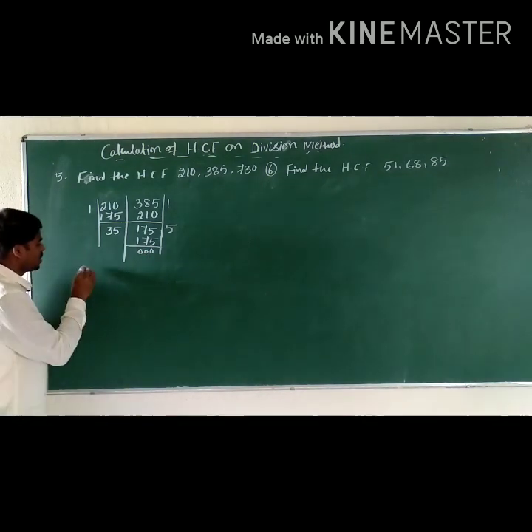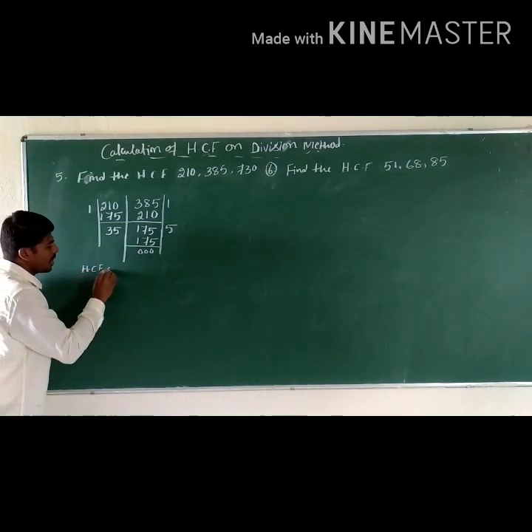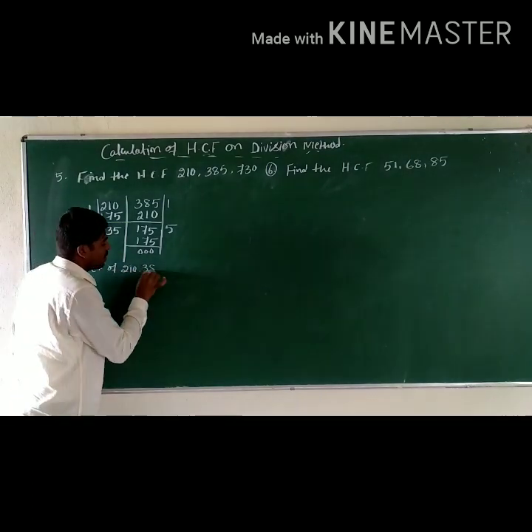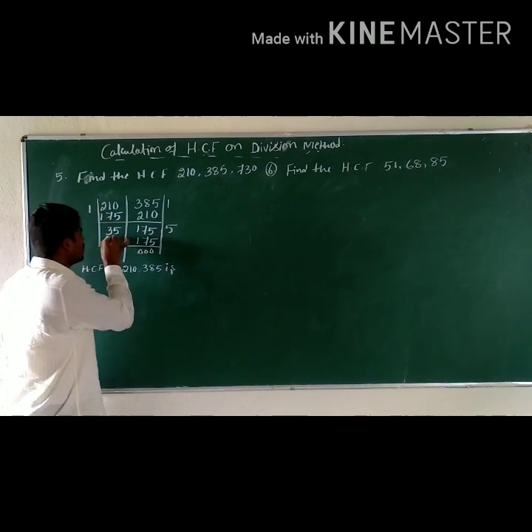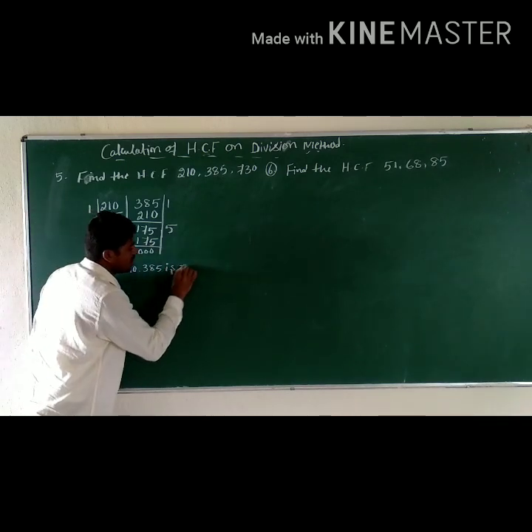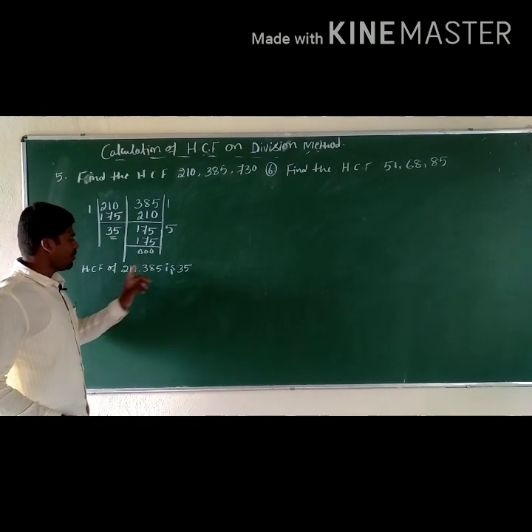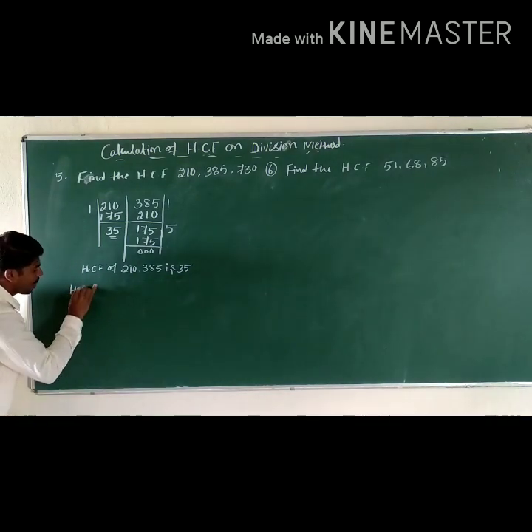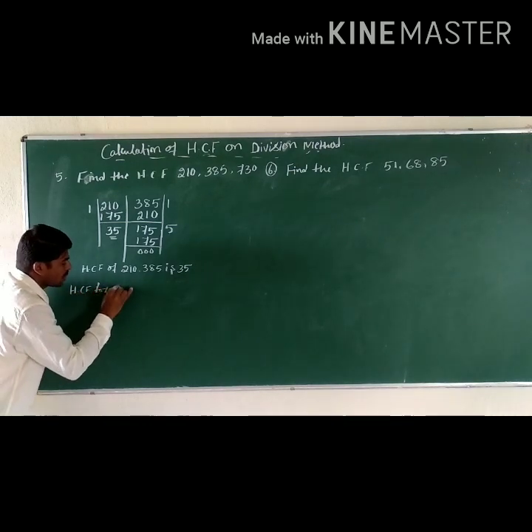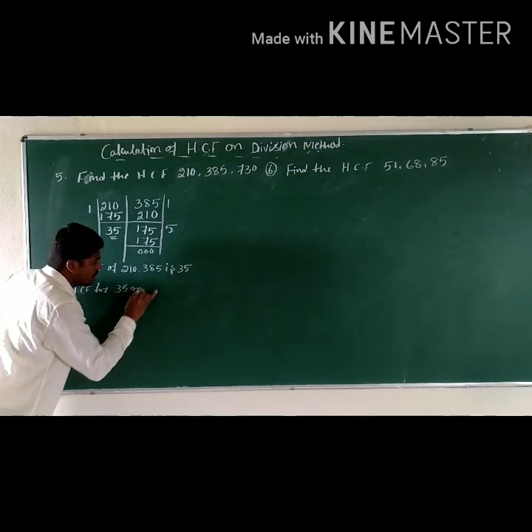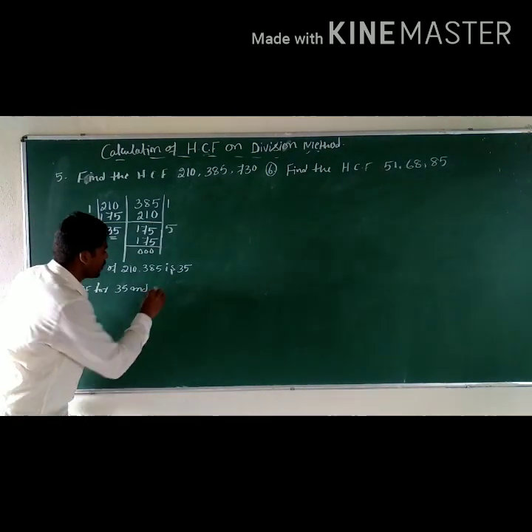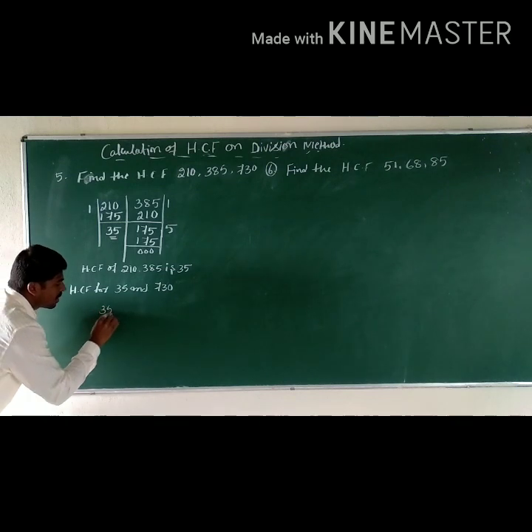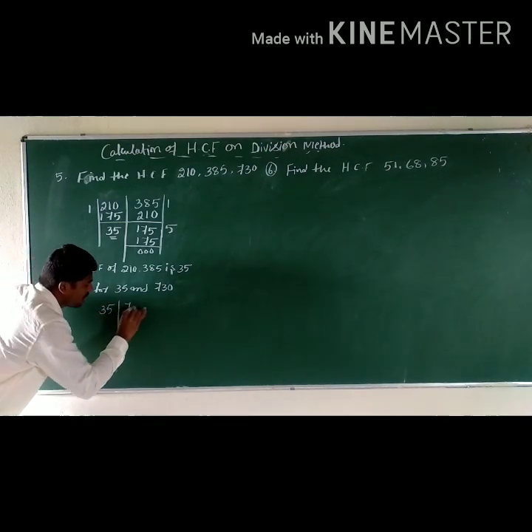Now the HCF of 210 and 385 is, what is the balance here? 35 is the balance. The HCF of 210 and 385 is 35. Next we are going to calculate the HCF of 35 and the balancing amount, 730. In the same manner we are going to calculate 35 and 730.